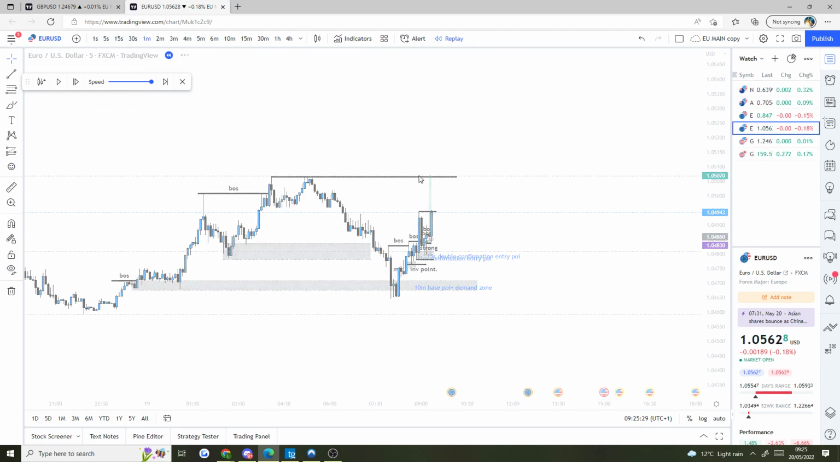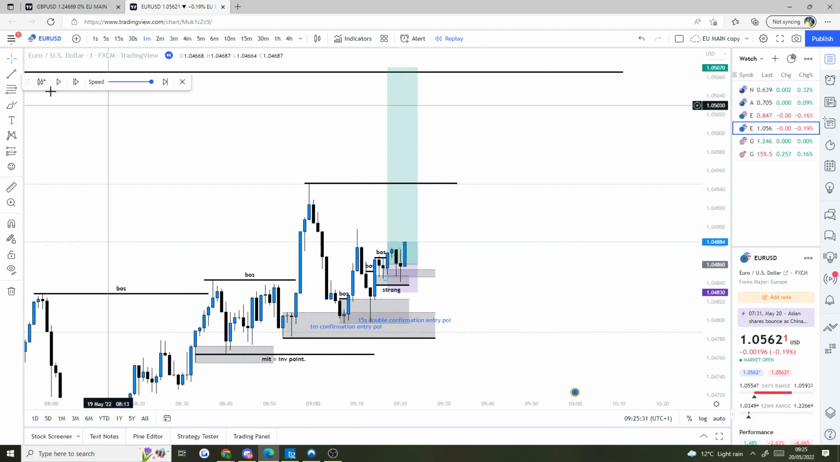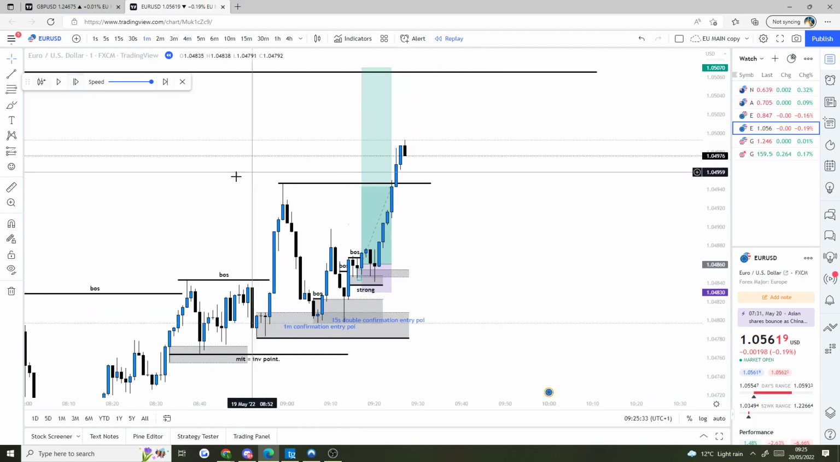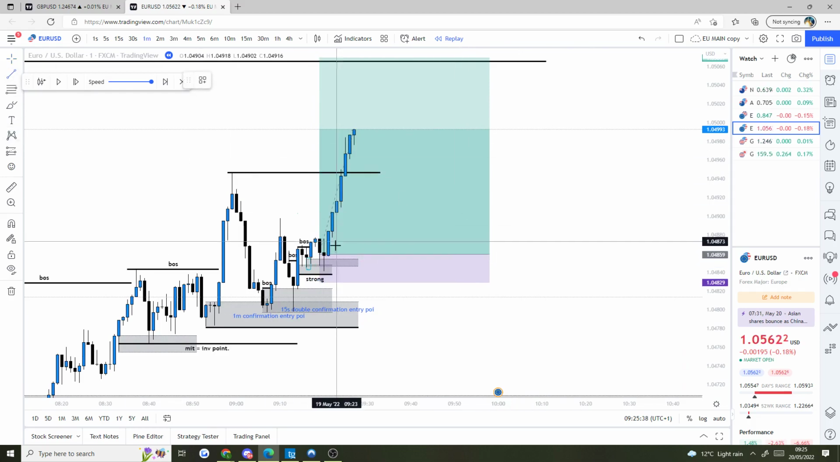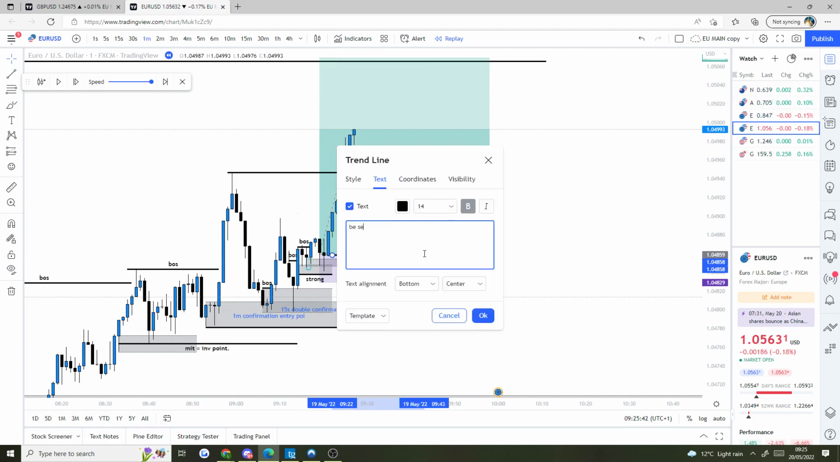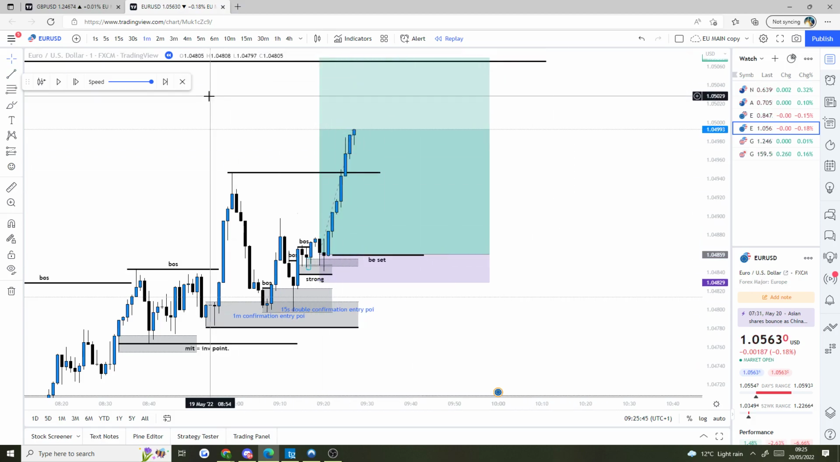So what actually happened in the end? Well, we started moving upwards. We broke the 1-minute range. Now at this point, I did move to break even. So my break even was set there after we broke the 1-minute structure so impulsively.